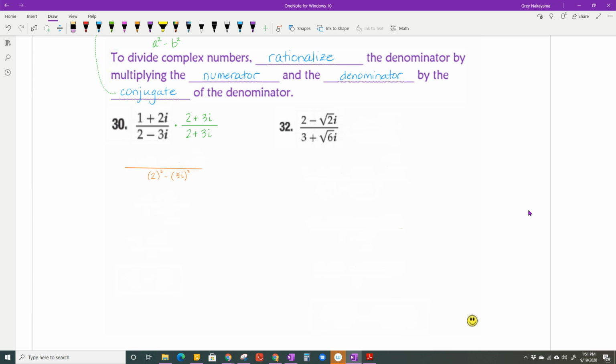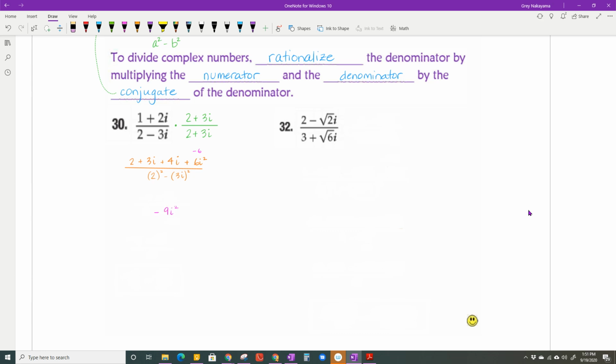So on top, I'm going to have to do the FOIL thing. My first terms, 1 times 2. My outside terms, 1 times 3i is plus 3i. Inside, plus 2i times 2 is plus 4i. And then plus 2i times plus 3i is plus 6i squared. Remember, i squared means I'm going to change the sign in front. So instead of having plus 6, I'm going to have minus 6.